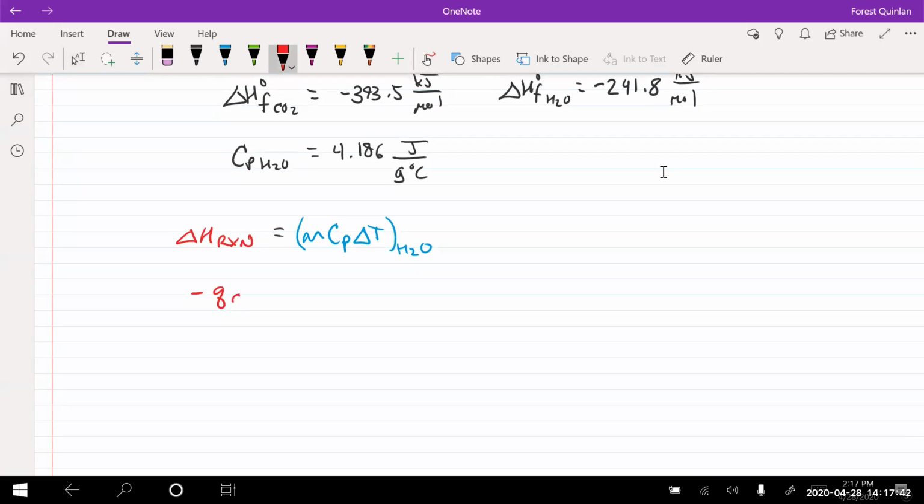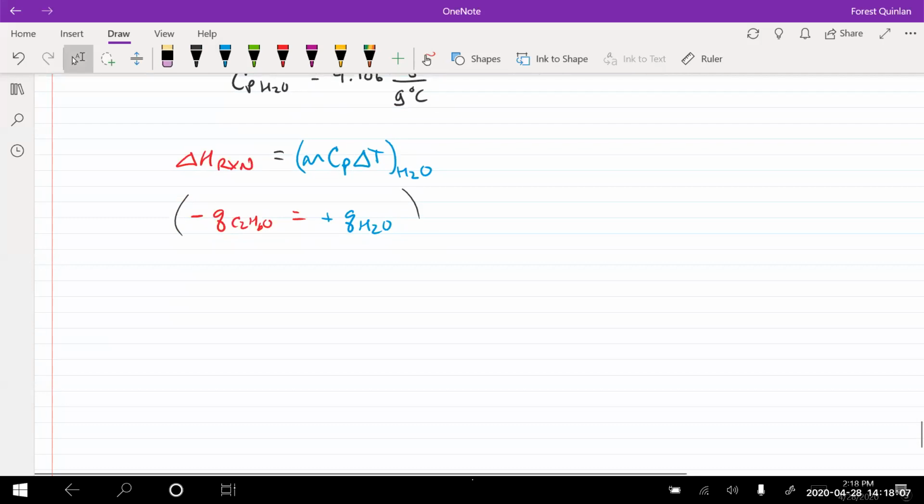Is that the heat of the C2H6O is equal to the positive heat of the water, right? The water is going to gain and the other is going to lose. That's another way of thinking of this. So what I want to do is calculate how much energy that water happened to have.